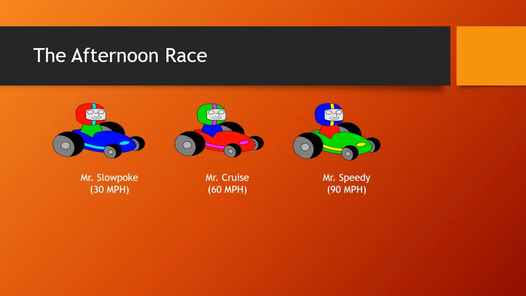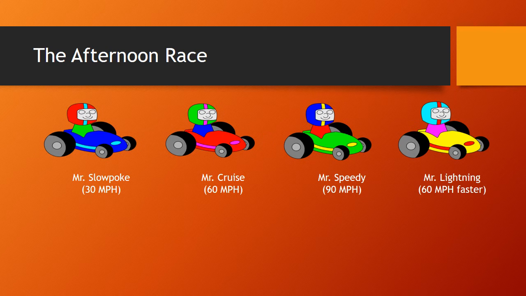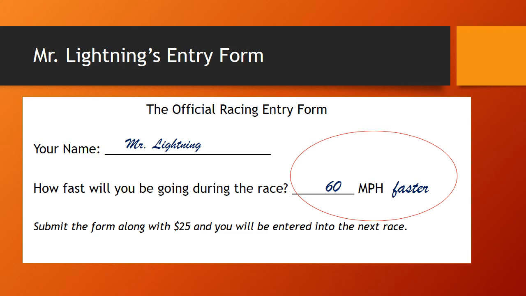For the afternoon running of the race, the racing officials found the same 3 entry forms as for the first race, but also a 4th entry form from a Mr. Lightning who would drive a yellow car. On his entry form, Mr. Lightning stated that his car's speed was 60 miles an hour faster, which confused the officials. They asked him, 60 miles an hour faster than who? Well, Mr. Lightning responded, 60 miles an hour faster than everyone.